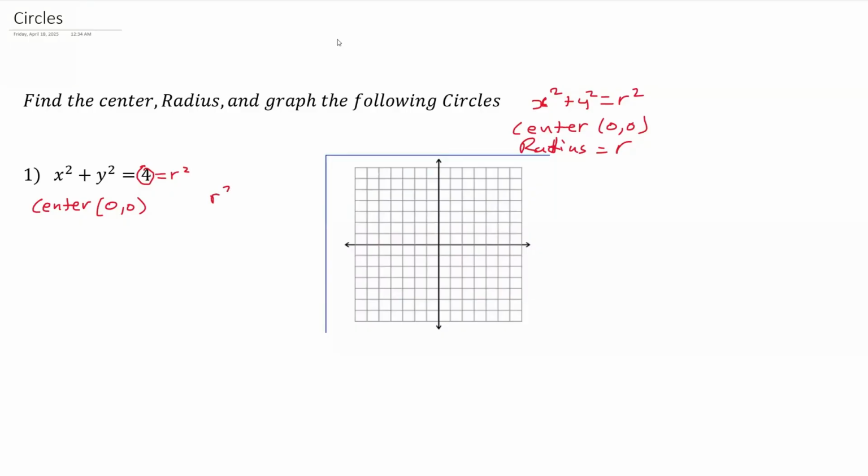So that means r squared is 4, but we need to find the radius. The radius is just r. So if r squared is 4, then you can take the square root of both sides to get what r is. So r would have to equal plus or minus 2, right? But since the radius is a length and we cannot have negative length, we're just going to say the radius is 2, positive 2.